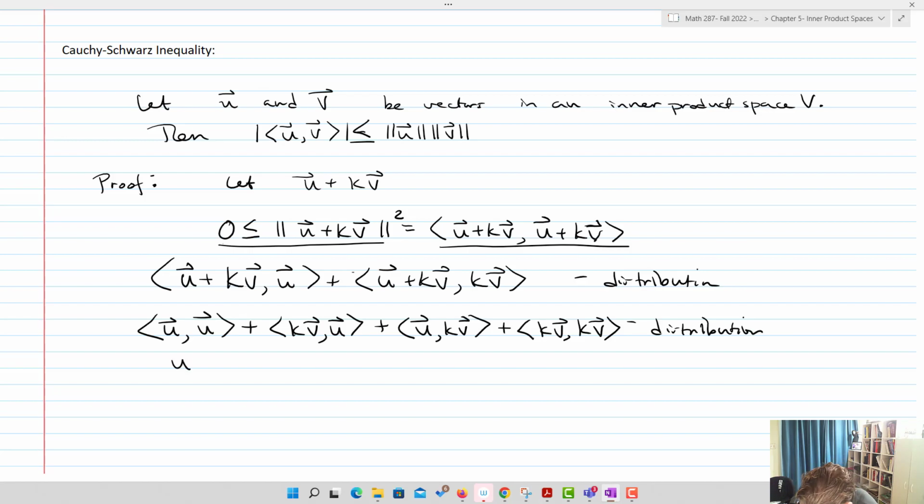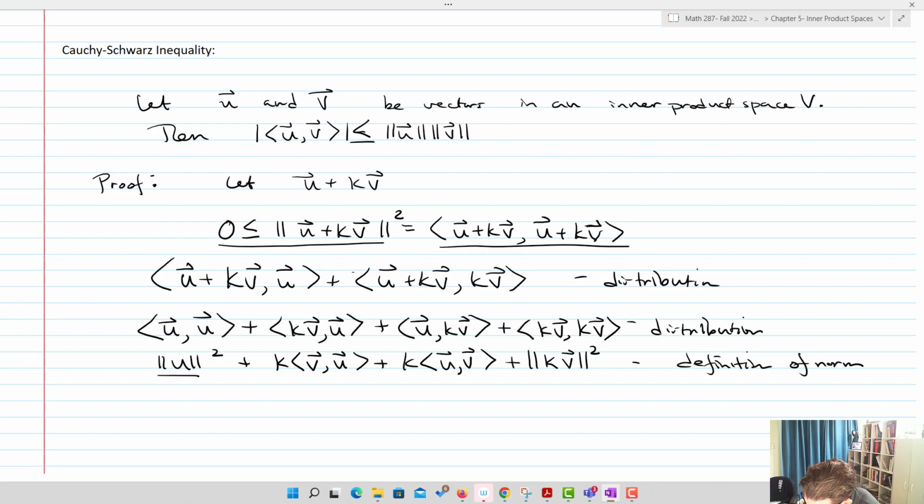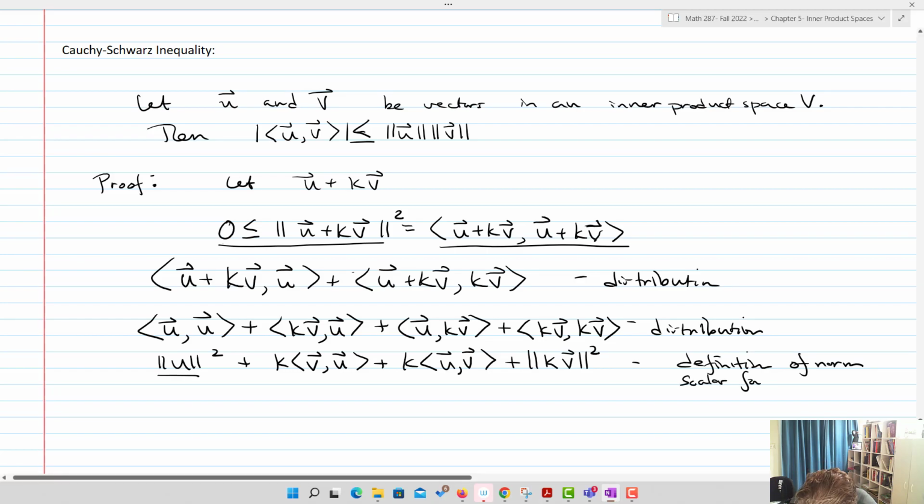All right, this first term is going to be the magnitude of U squared, plus K times V inner product with U, plus K inner product with U and V, and that's just our scalars, plus K V magnitude squared. Okay, and again, this is basically the definition of the norm, not magnitude, pardon me, of the norm, and also that scalar factoring, if we want to call it that. That is, we could factor out the single scalar.